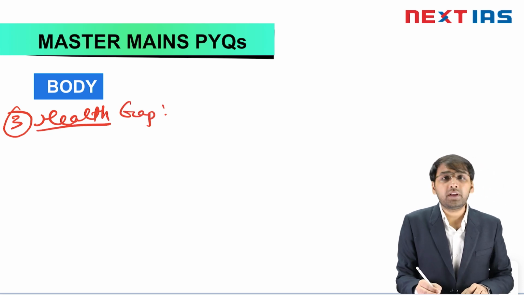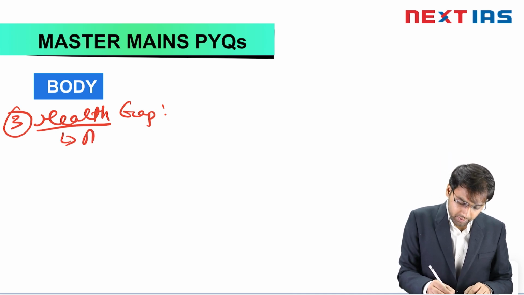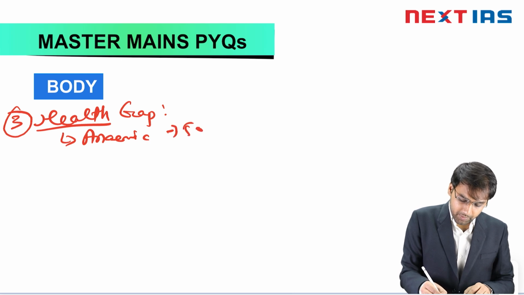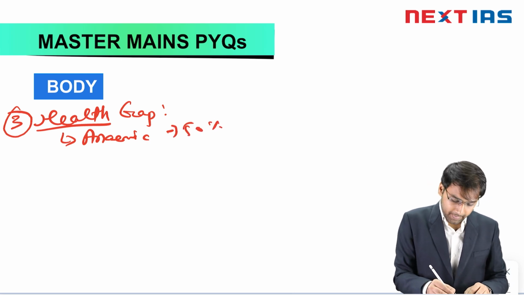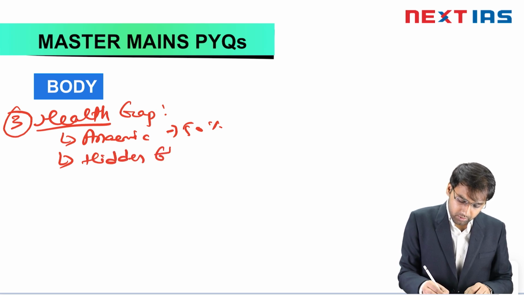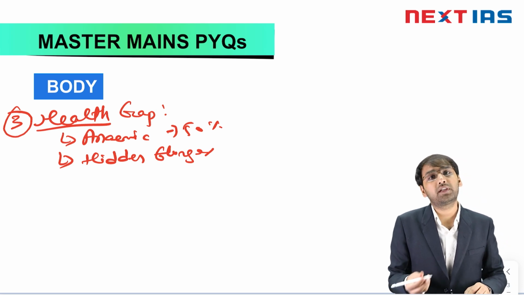Okay, still there are many health gaps prevalent in India. For instance, we have high level of anemia in women. Nearly 50% of India's women are anemic. Then we have the issue of hidden hunger, which we call malnutrition. Nearly 30% of children are still stunted.